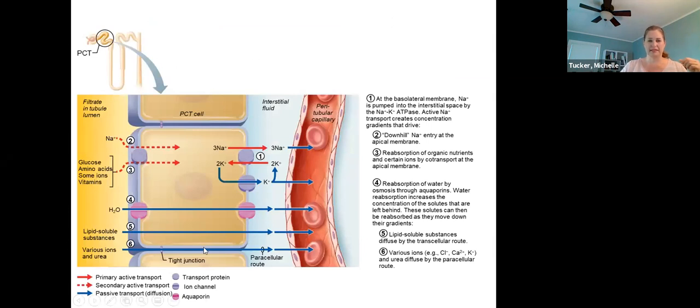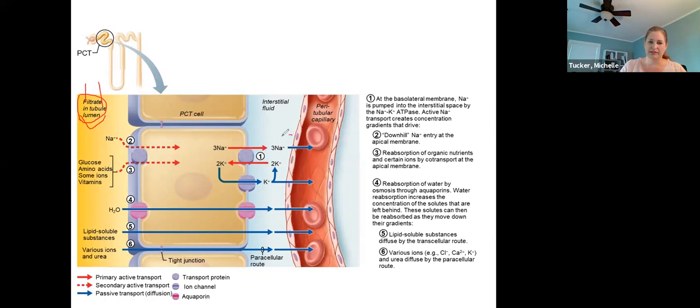So this is, again, we're still in that proximal convoluted tubule, and it is going to show the processes again. So this first one creates that foundation. Okay, so this is the lumen. The lumen keeps flipping back and forth, so always identify where the lumen is, because this is where the filtrate is coming through. And then we have our tubule cells. This is now the basolateral membrane because it's closest to the peritubular capillary.